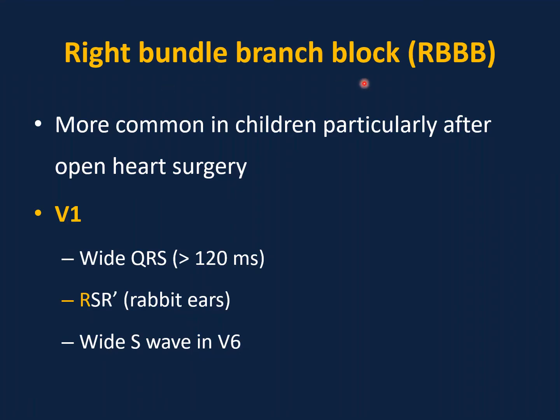Right bundle branch block is high yield in pediatrics. It is more common in children, particularly after open heart surgery. Check V1. If the QRS in V1 is wide, more than 120 milliseconds or more than 3 tiny squares, and there is an R wave. So very important to have a wide QRS complex with R wave. This is right bundle branch block.